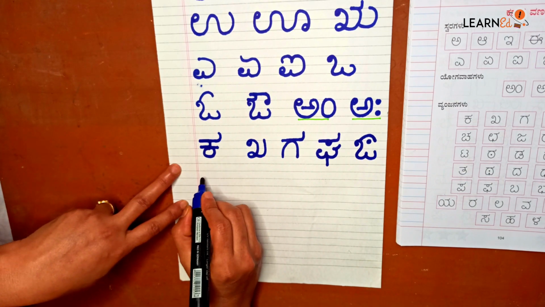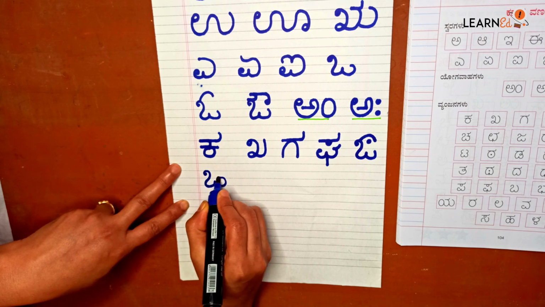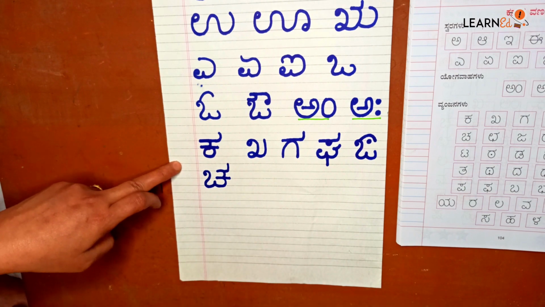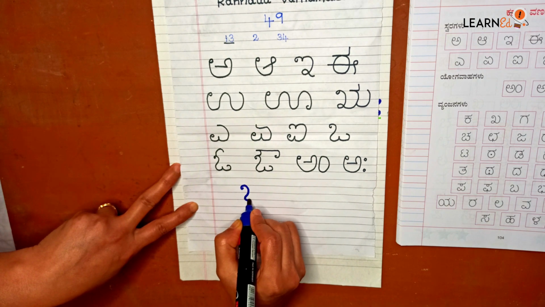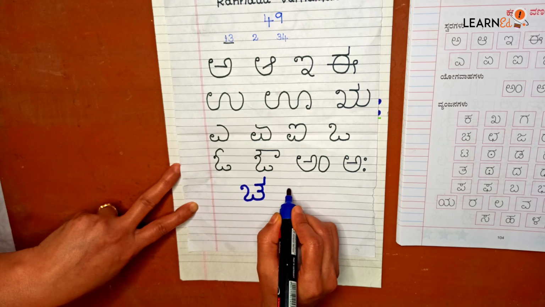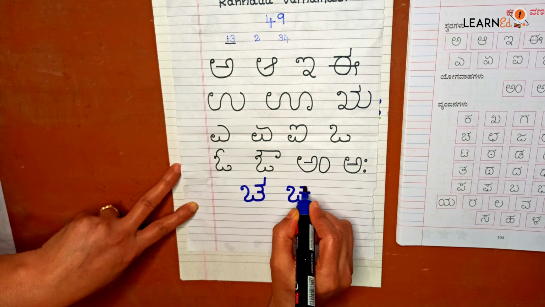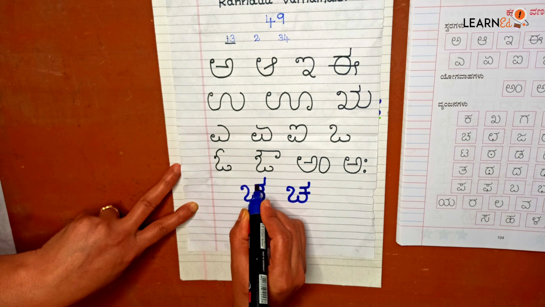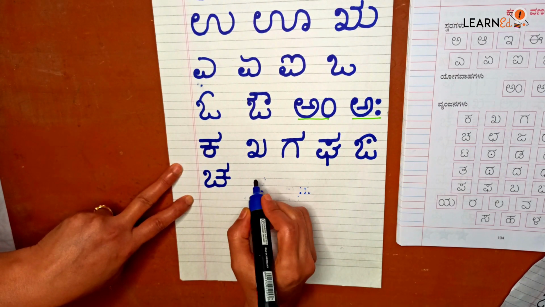Next letter Cha. This cha you can also write. I'll show it in this paper. Without lifting your hand, you can write like this, or you can also write sleeping line, then lift your hand and write like this. First one, you no need to lift your hand, you can go inside and like this. This is also correct, this is also correct. Cha.